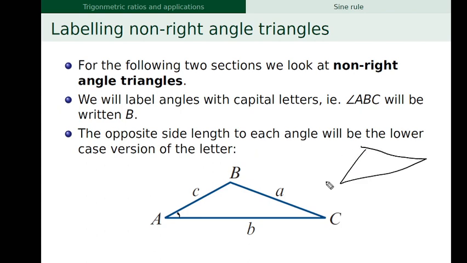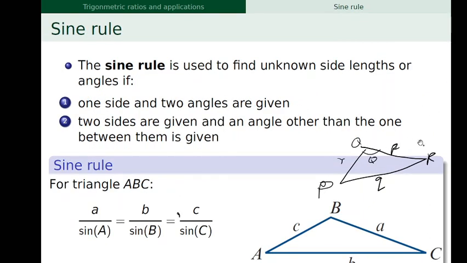So if I just make another one, say I've got my non-right-angled triangle, PQR. So each of the angles, right? That is angle Q, for example, and that means opposite it is going to be little q. Opposite R, little r. Opposite P, little p. It's a bit hard to tell that that's a little p and that's a big P, but there we go. So now we know how to label them, great.